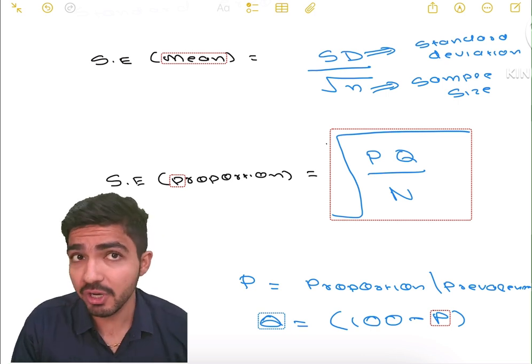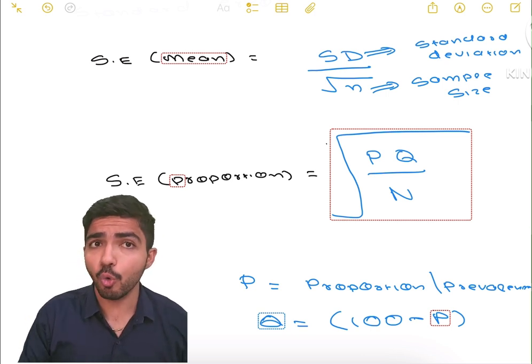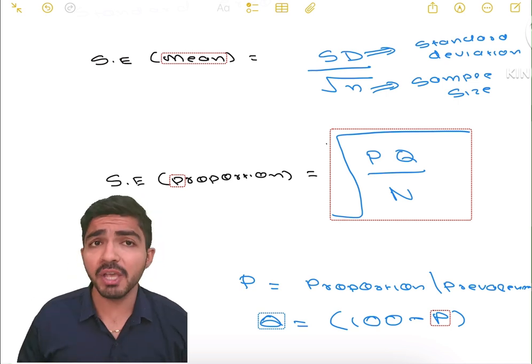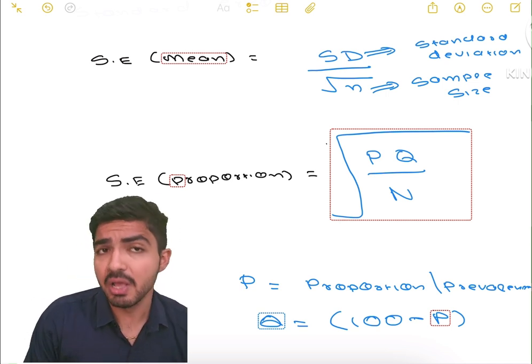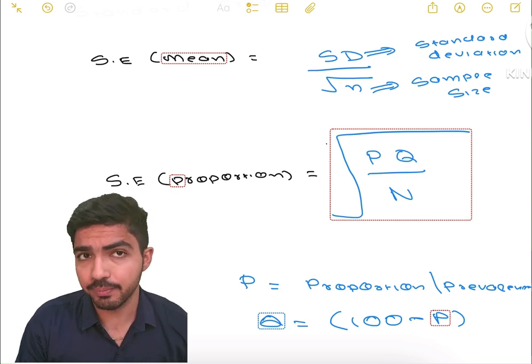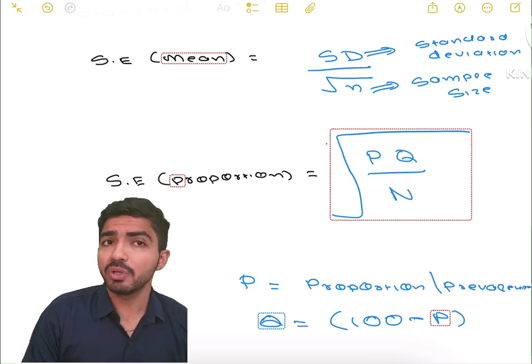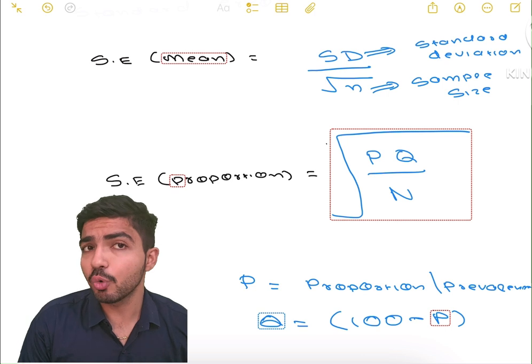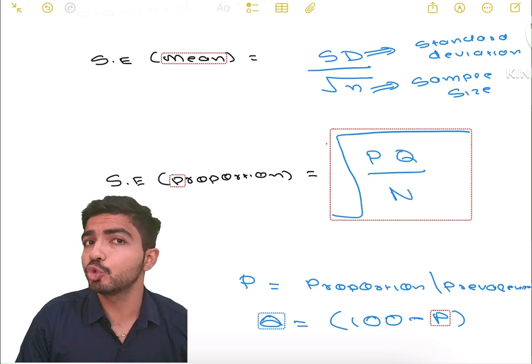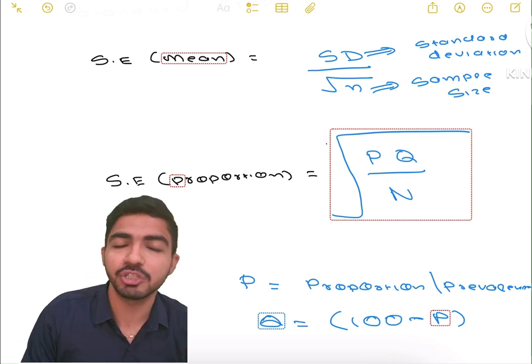So moving forward, now I will tell you about the confidence interval. I want to make you sure that in confidence interval we use standard error and not standard deviation. You have to keep it in mind while calculating the confidence interval. We have to use the standard error and not standard deviation.